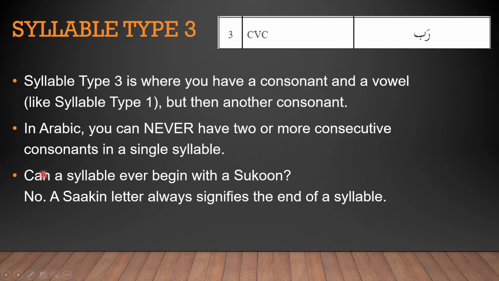Now, last question. Can a syllable ever begin with a sukoon? No. A sakin letter will always signify the end of a syllable. Like I told you, the sukoon is almost always found at the end of a word. So if the letter is blank at the end, it means that the word has come to an end. So that's what it means. The sakin letter always signifies the ending of a syllable. This means that the syllable has ended. This ba means the syllable has ended.